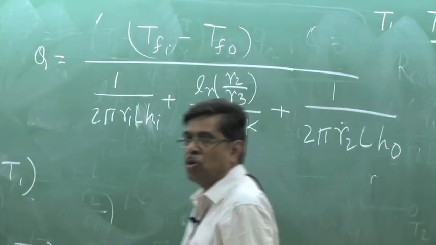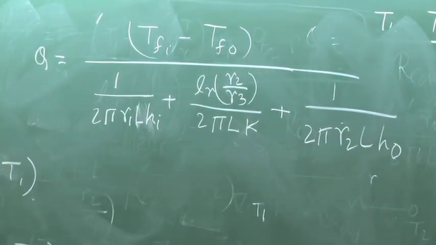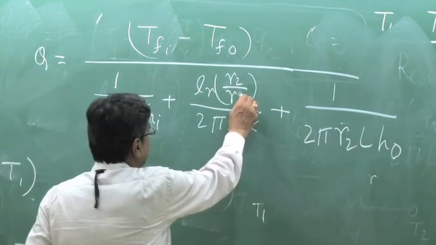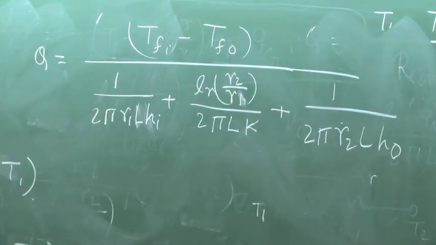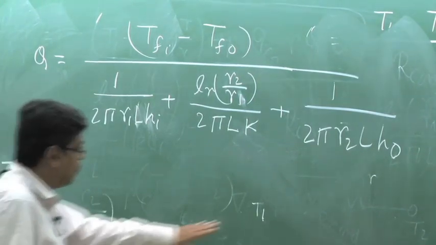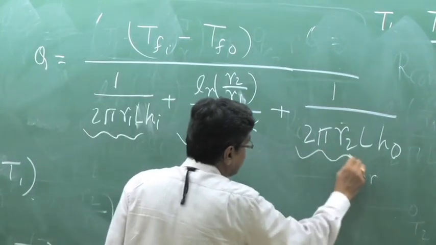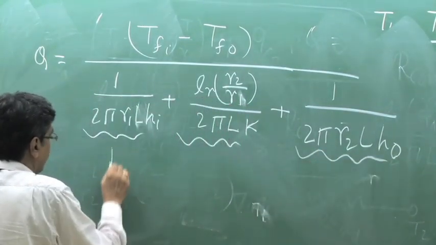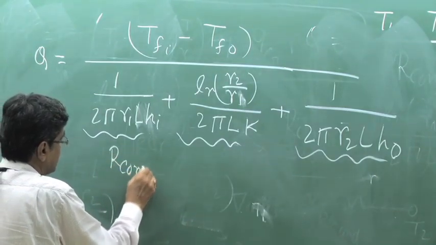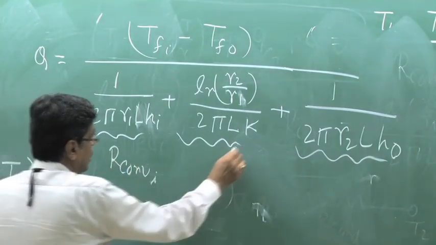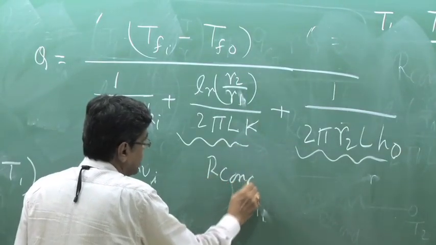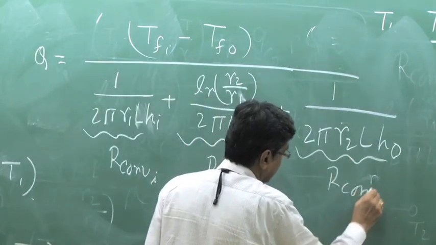Extremely simple. So it is R1 and it is R2, ln R2 by R1. I had written R. Sorry, very good. Now, this is the same as the flat plate case. That means it is the sum of three series resistances. This is the convection resistance at the inner surface, this is R conduction, and this is R convection at the outer surface.